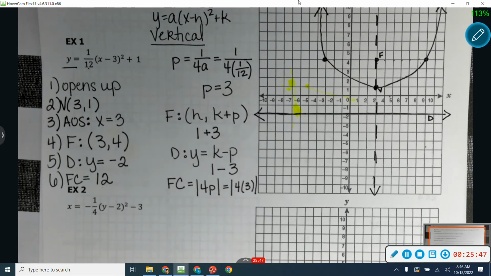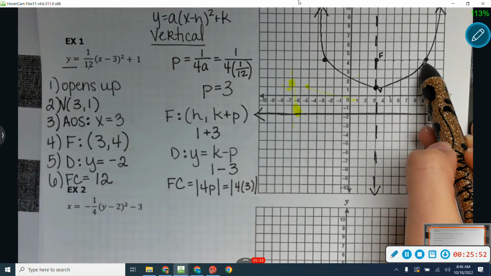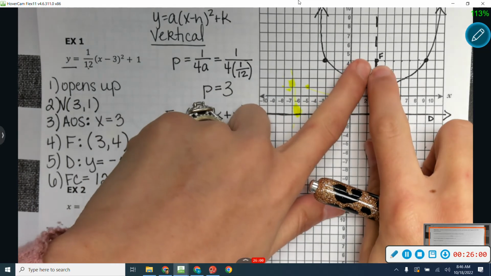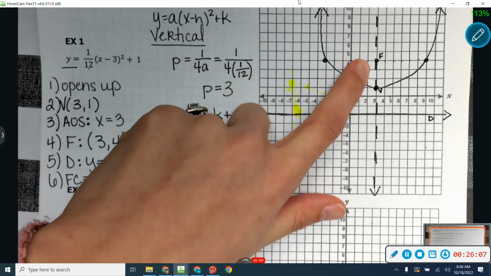Because your focal chord is the full, so from here to here, that's the definition of focal chord. The distance from one side of the parabola to the other that passes through the focus. So since that's the total, and we know our halfway point, we know our focus is in the middle, that's when you can divide it by 2 and go that way in one direction, and that amount in the other direction.